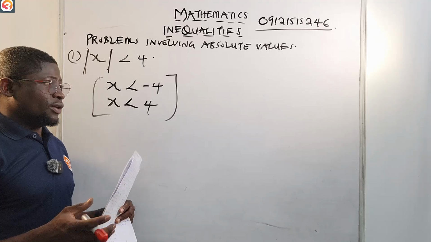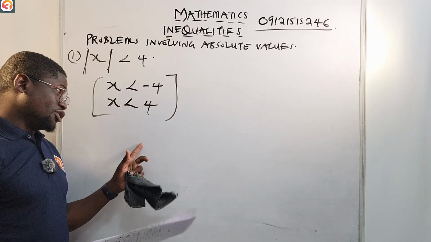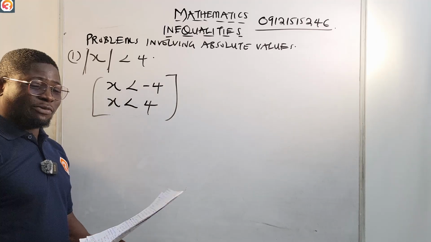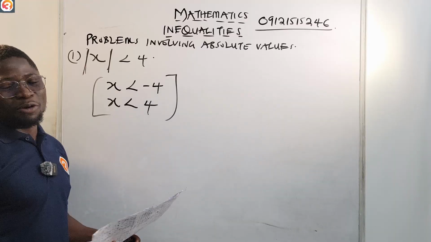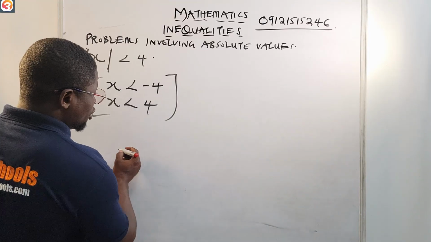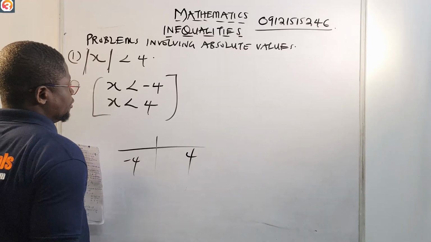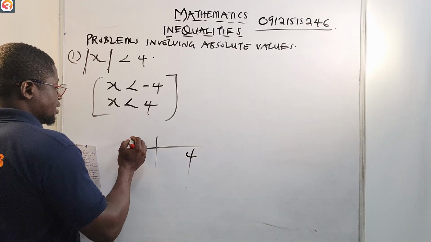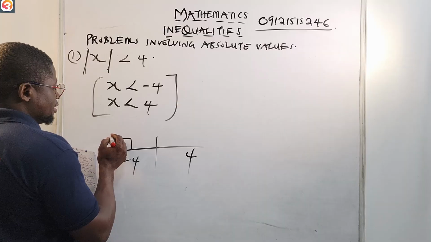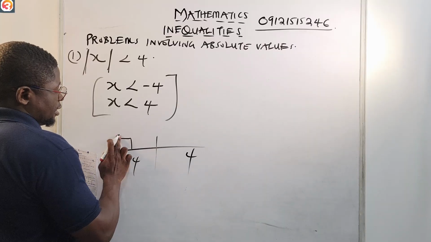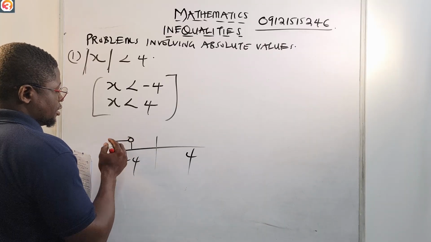Are we together? Okay, so I've not started on the number line. Maybe in your WAEC, as a WAEC student, you may be asked to represent the answer on the number line. So you just come there, say minus 4 and plus 4. It's not included, since it's less than, it's going in this direction.